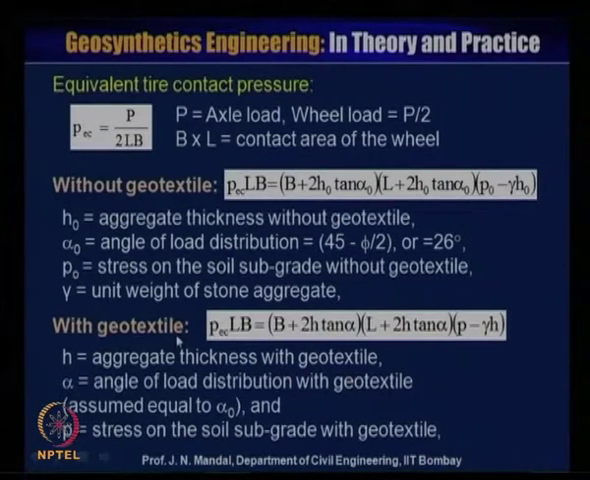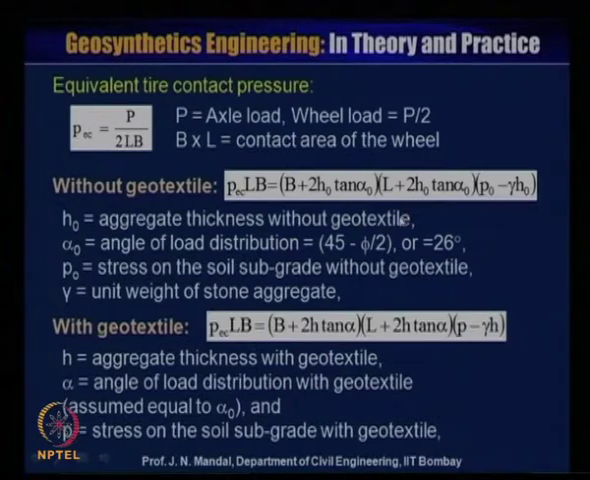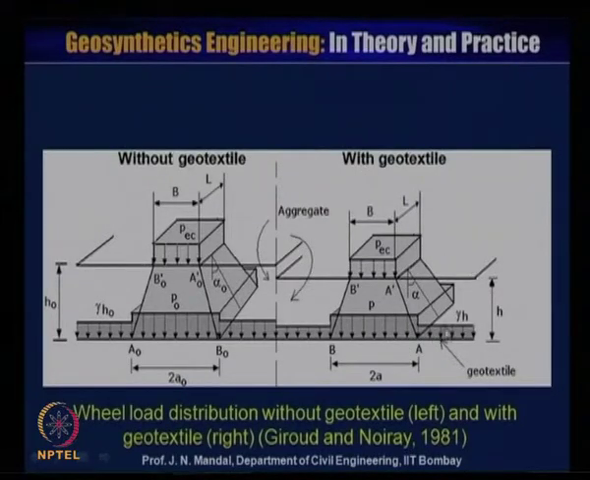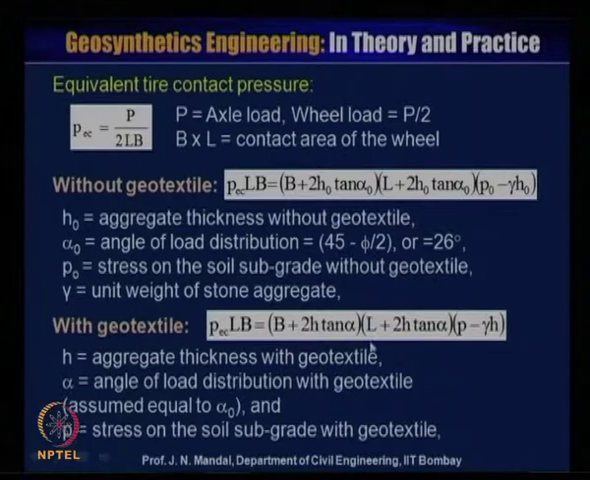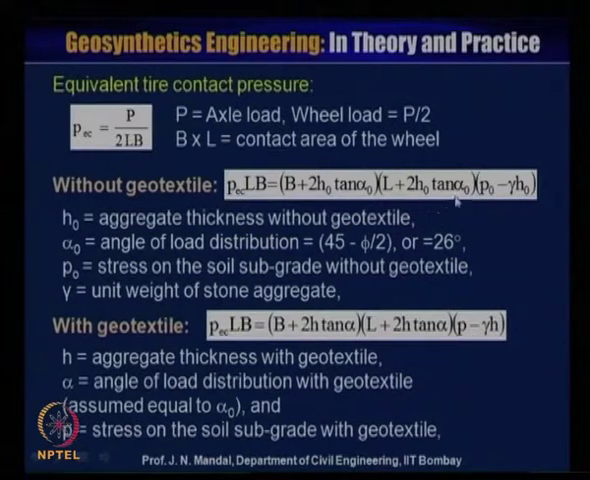Now, with geotextile material, on the right hand side, PEC into B into L, that is the area, will be equal to, similarly, this angle is alpha. So, this will be B plus twice H tan alpha, into L plus twice H tan alpha, and this is P, and this is gamma H, that is P minus gamma H. So, with geotextile material, PEC into LB is equal to B plus twice H tan alpha, L plus twice H tan alpha, into P minus gamma H.